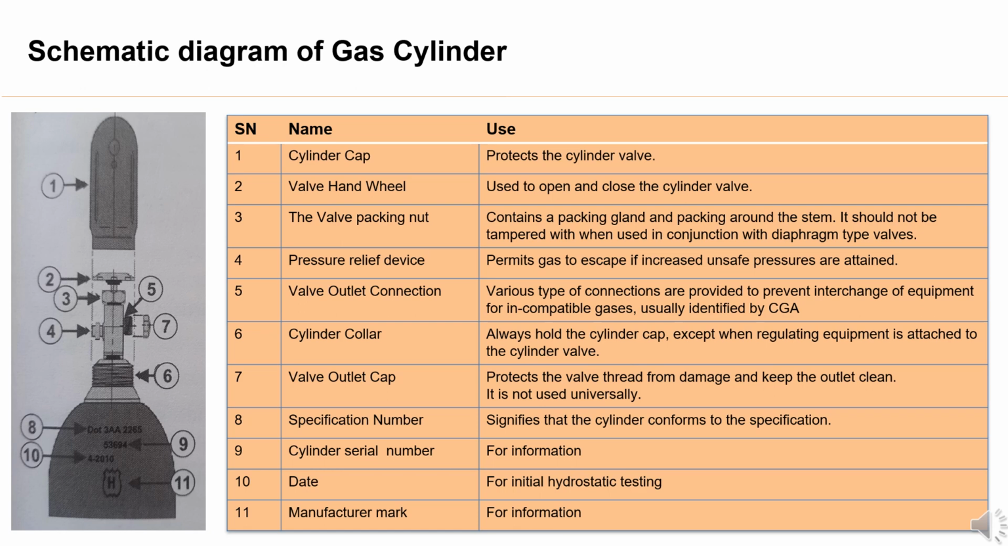6. Cylinder collar, always holds the cylinder cap, except when regulating equipment is attached to the cylinder valve. 7. Valve outlet cap, protects the valve thread from damage and keeps the outlet clean. It is not used universally.